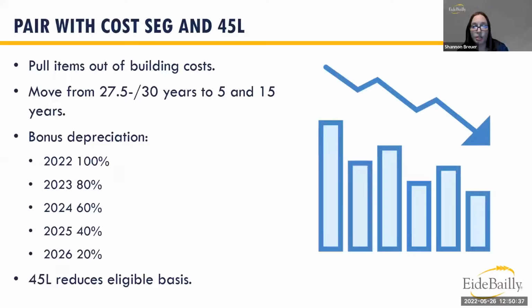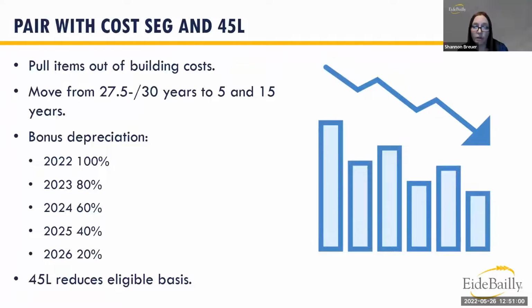Bonus depreciation is 100% for 2022. So anything pulled from the building is available for an immediate deduction. Note that bonus depreciation is scheduled to decrease over time, but this could change at any moment without notice, I imagine. Utilizing a cost segregation study can substantially increase the tax savings for an investor.